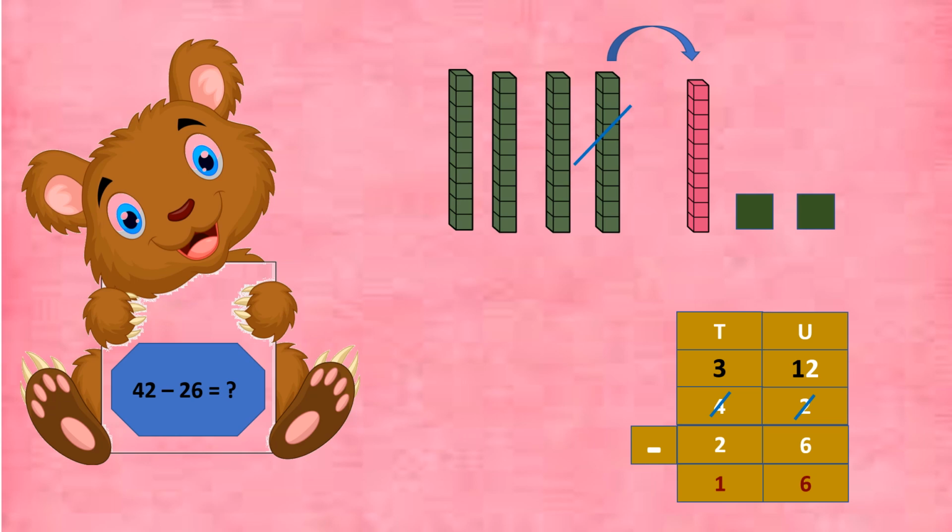Since I gave 10 away, I have 3 in the tens place now. And after subtracting 2 from 3, I get 1. So the answer to 42 minus 26 is 16.